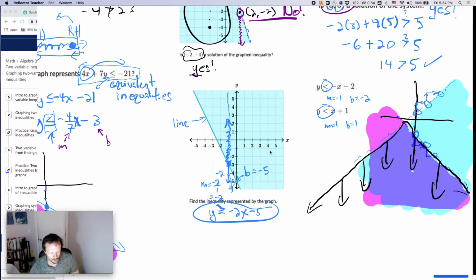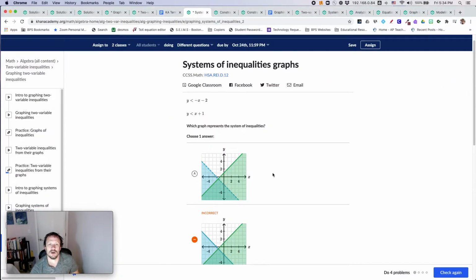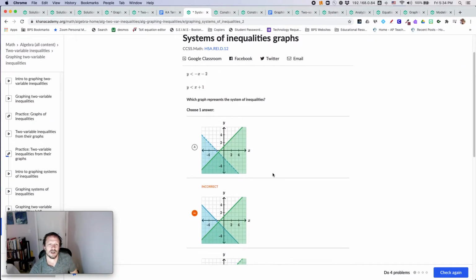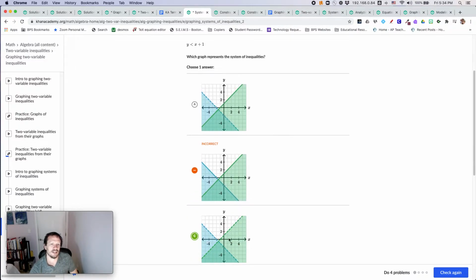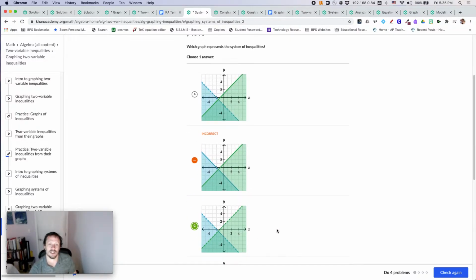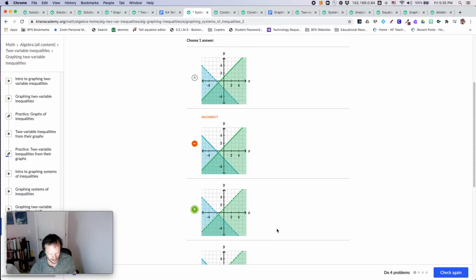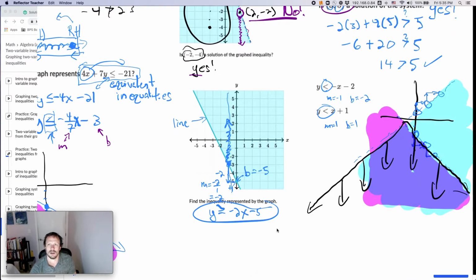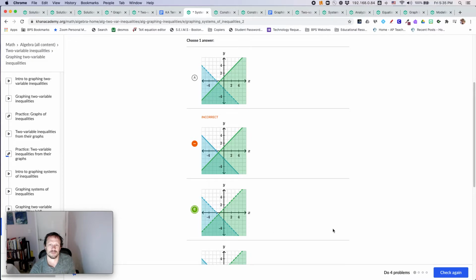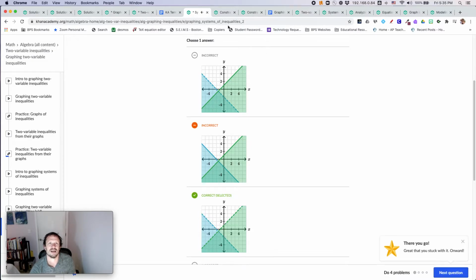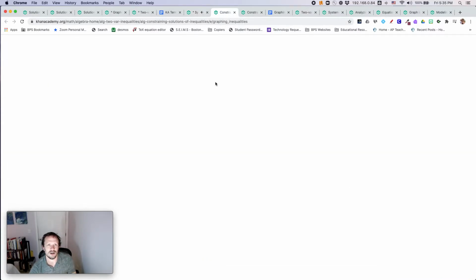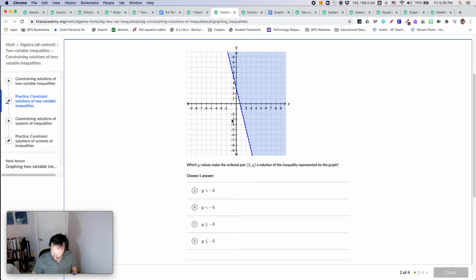Okay, so now we can go back to Khan Academy and look at the graphs. We already decided that the answer had to be C, but we can see that those match up pretty well. And we get our sound. Okay, the next exercise.